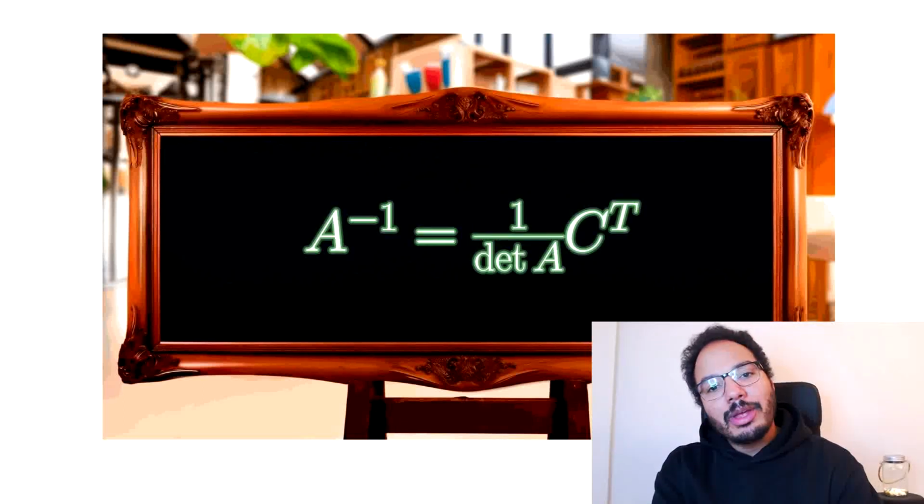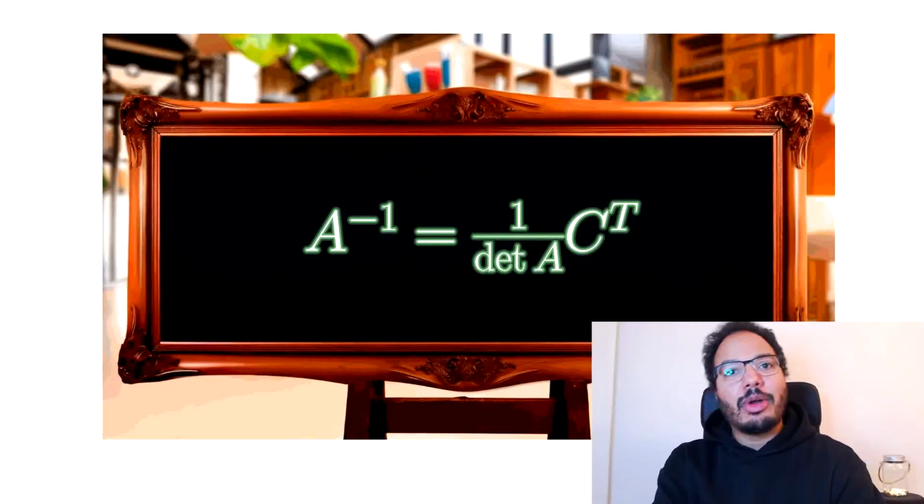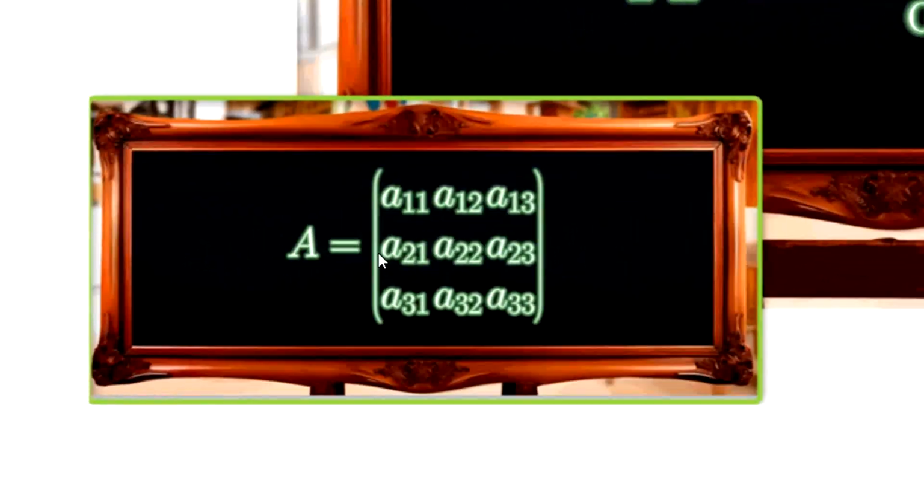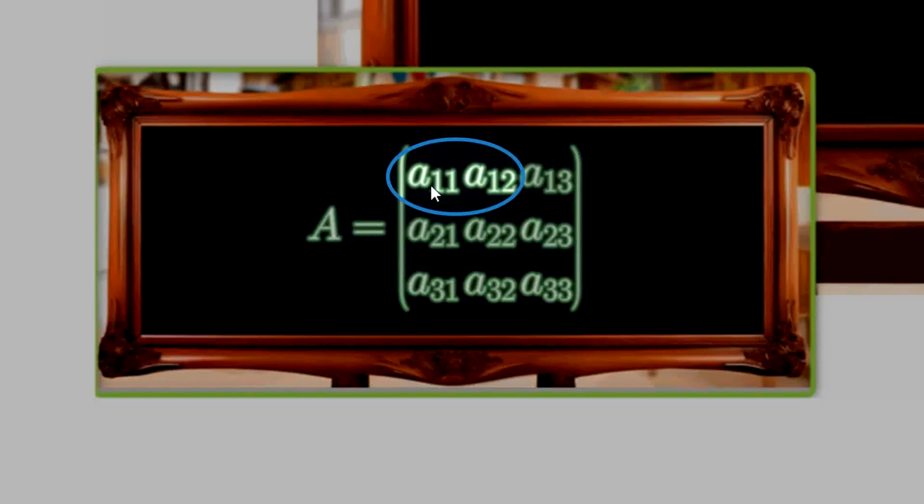So today we'll check out this formula. How can we calculate the inverse of a matrix using the determinant and the cofactor matrix? Let's jump right in. First, let's check out this schematic representation of a matrix where we have all of the components, and the first entry represents the row and the second entry represents the column. So A11 is row 1, column 1, A12 is row 1, column 2, and so on.